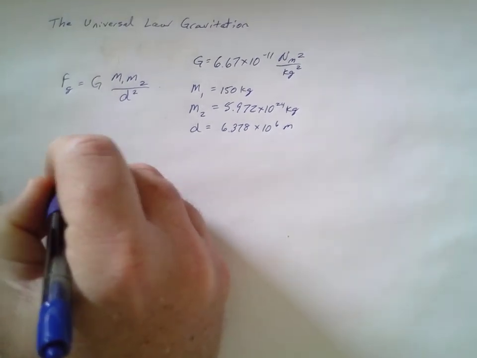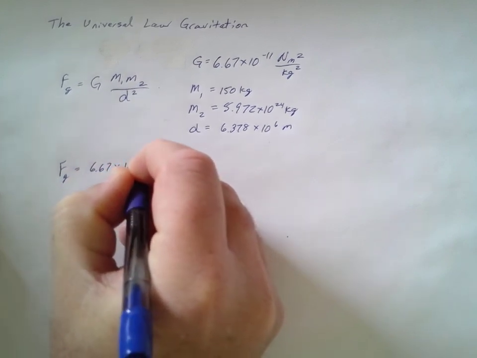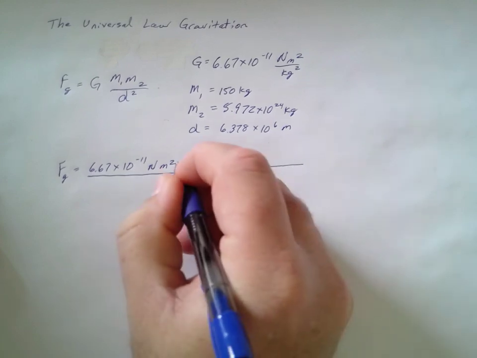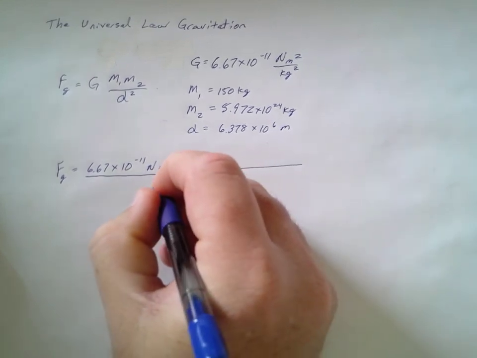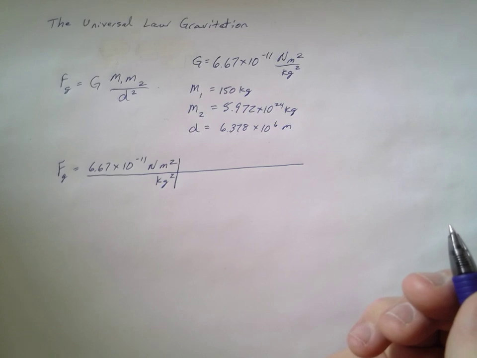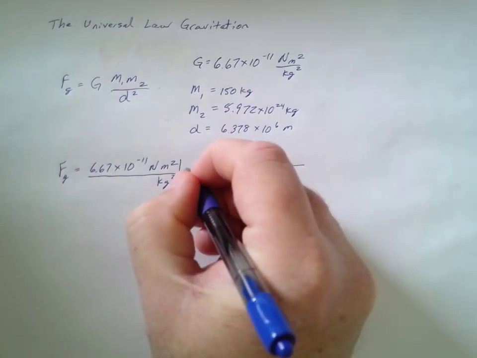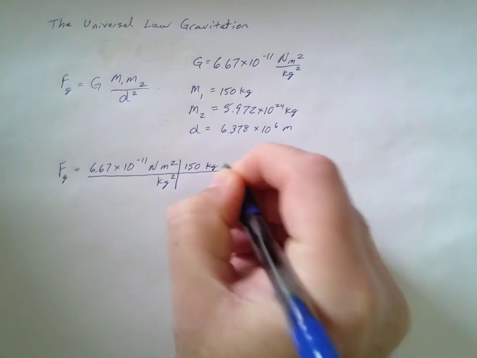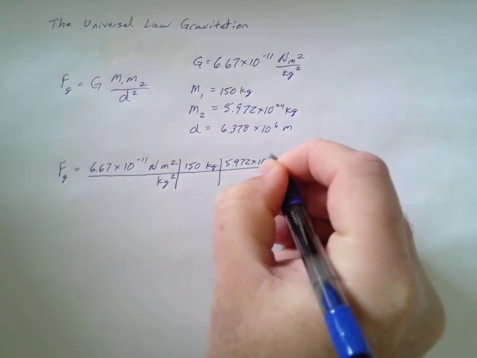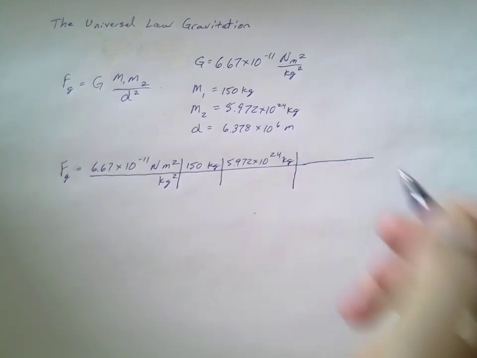So the force of gravity is going to be equal to 6.67 times 10 to the negative 11 newton meter squared per kilogram squared. I'm going to do this in dimensional analysis. I know you guys love dimensional analysis, just absolutely adore it. Now I'm going to multiply by my two masses: 150 kilograms times 5.972 times 10 to the 24 kilograms.